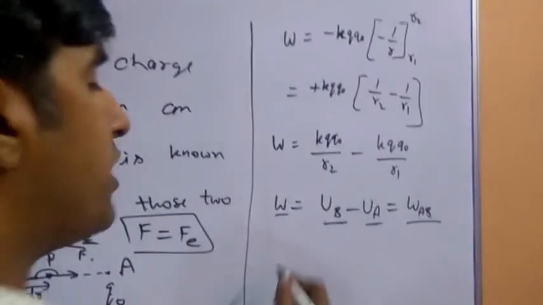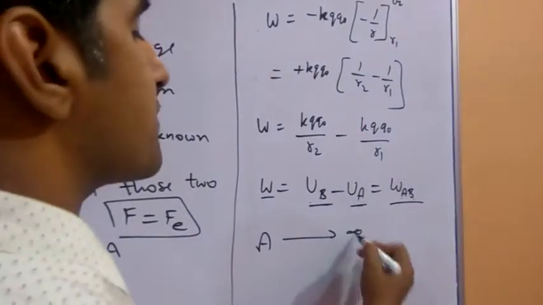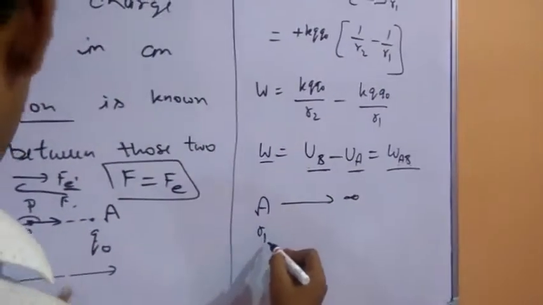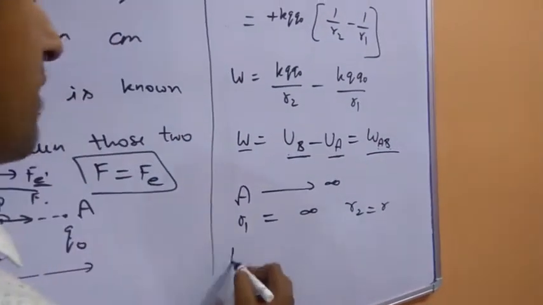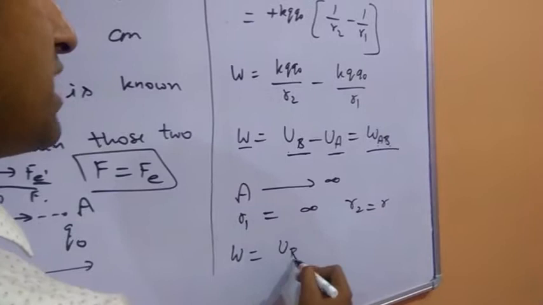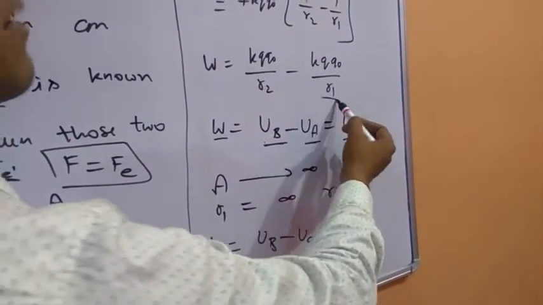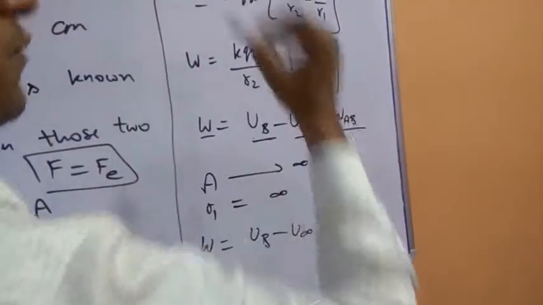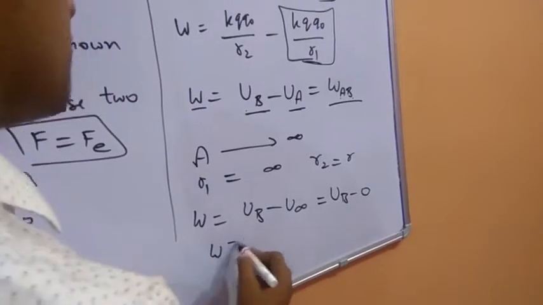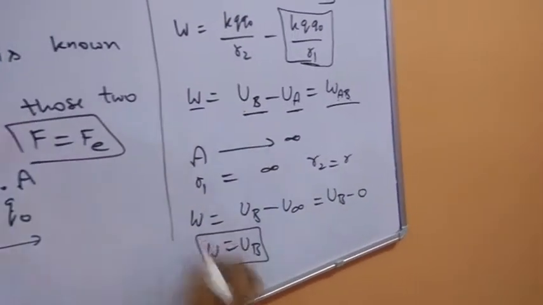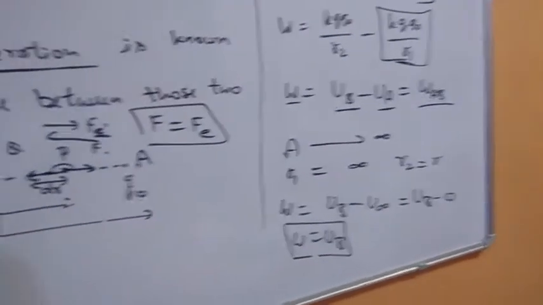If one point, that is point A, say it is at infinity, so R1 can be taken as infinity and R2 can be taken as R, then W is equal to UB minus U infinity. What is U infinity? When this distance will be infinity, this term would be 0. So that can be written as UB minus 0, that is equal to UB. So this work done is equal to the potential energy at point B.